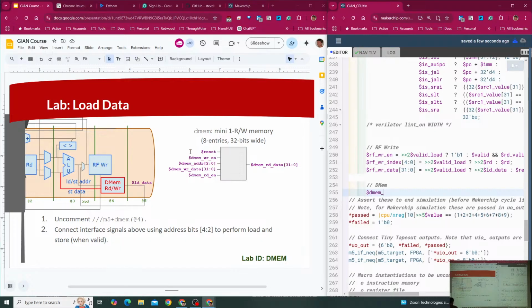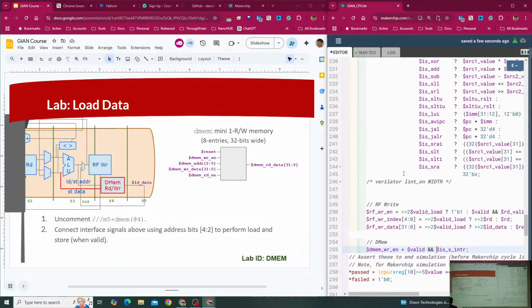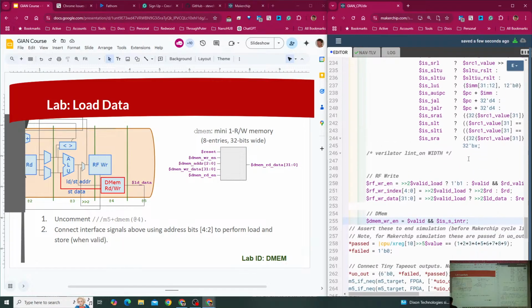Let's look at DMEM write enable. We'll just do these in order. So when do we want to enable write to the memory? We want the write to happen when we have a store operation. So that's going to be our is_s_instr, I believe it's called. And what about validity? We're going to want to make sure we don't write the memory for invalid store instructions, so let's factor valid in here. I don't remember if I have a valid store. I don't believe I do. So let's do it that way.